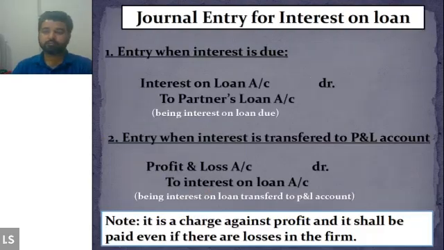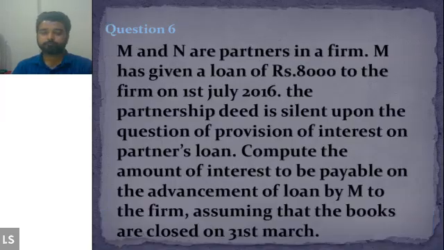All right. We also talked about the general entry for the interest on loan. There are two general entries. One is when the interest is due, and one is when interest gets transferred to the profit and loss account. When interest gets due, the general entry will be interest on loan account debit to partner's loan account. Similarly, when it gets transferred to the profit and loss account, the general entry will be profit and loss account debit to interest on loan.